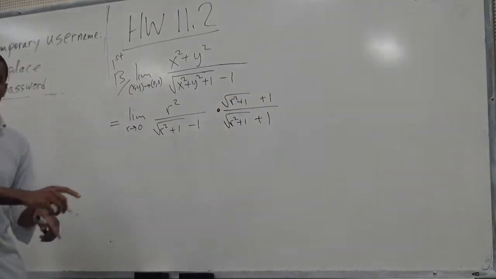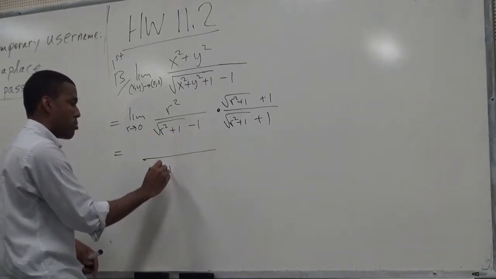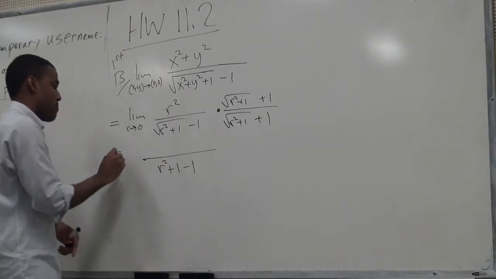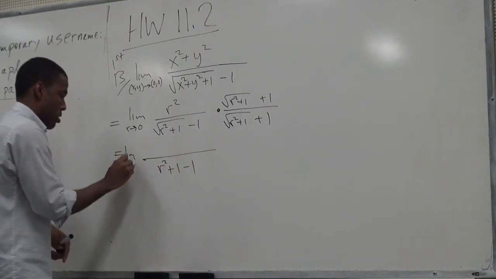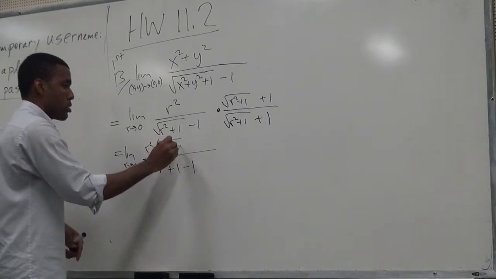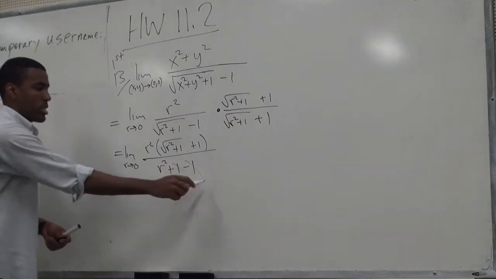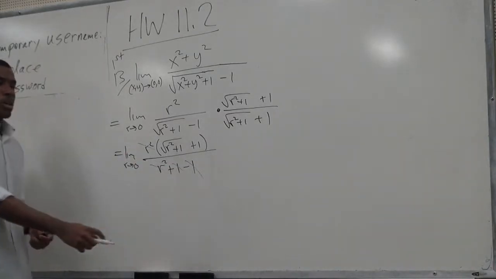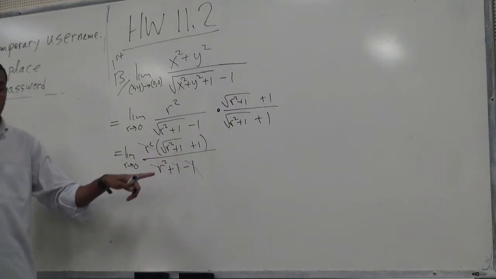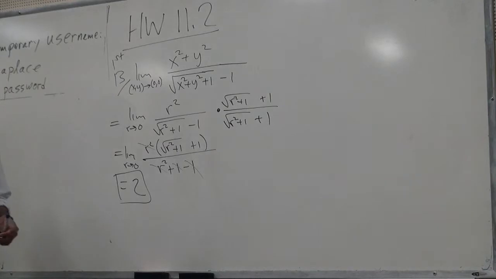The denominator becomes the difference of two squares, so you just square this minus the square of that. So the denominator is just r squared plus 1 minus 1. This would be r squared times the radical of r squared plus 1 plus 1. The minus 1 and this cancel, and then you can cancel the r squared, so you don't have that left. Then you plug in r equals 0. The answer is 2. So multiplying by the conjugate over itself was the answer here.